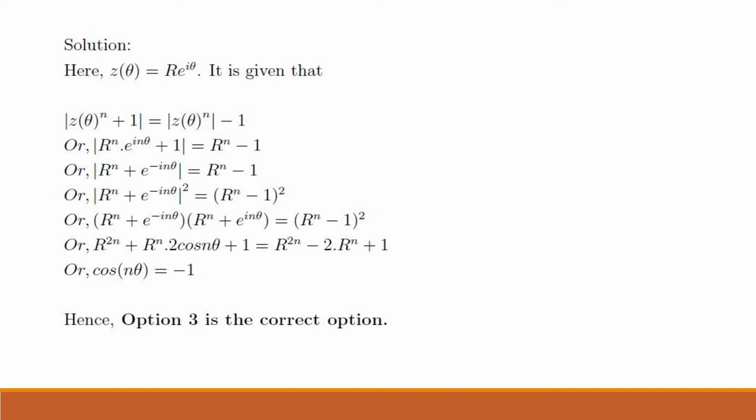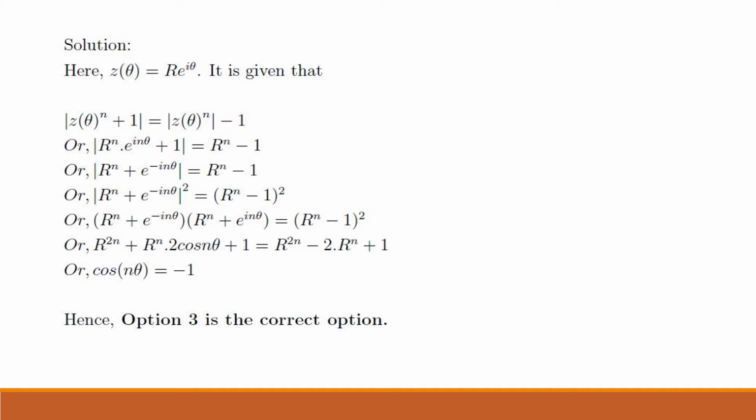Okay, so now taking common e to the power i n theta from the left hand side. Mod e to the power i n theta means 1. So that is equal to modulus of r to the power n plus e to the power minus i n theta equal to r to the power n minus 1. Now, squaring both sides, the left hand side equals r to the power n plus e to the power minus i n theta into r to the power n plus e to the power i n theta, equal to r to the power n minus 1 whole square.